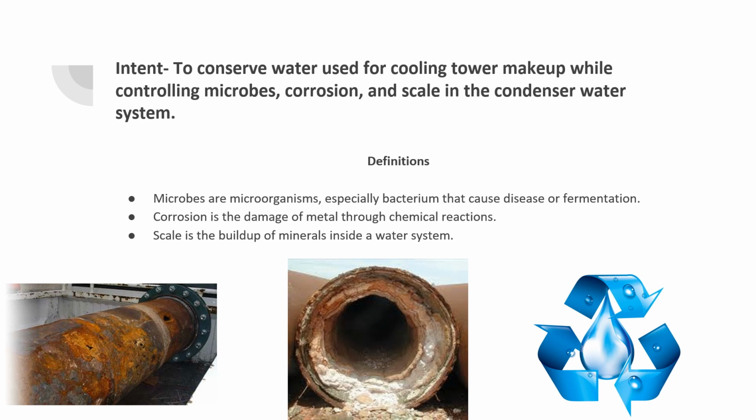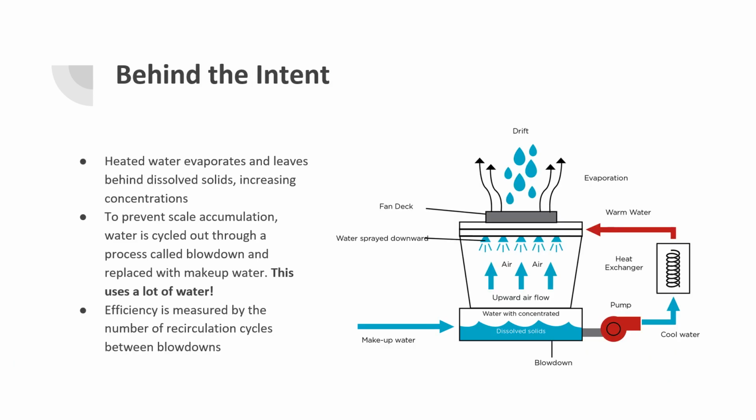Scaling and corrosion cause a need for components in the system to be replaced, which is costly and also not environmentally friendly. To give you a little bit of background on cooling towers, please refer to the diagram to the right. Evaporating water leaves behind dissolved solids which cause scale and increase the chemical concentrations within the system. To prevent this buildup, water must be cycled and replaced with makeup water through a process called blowdown.